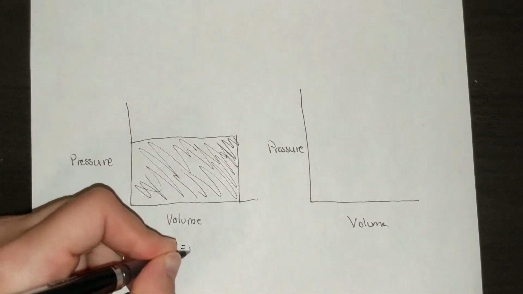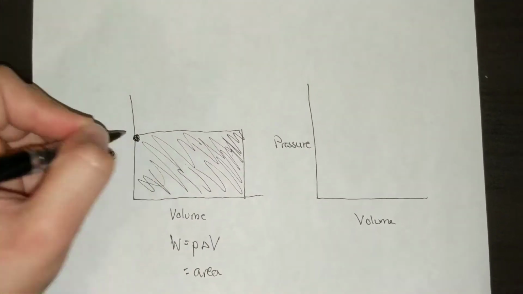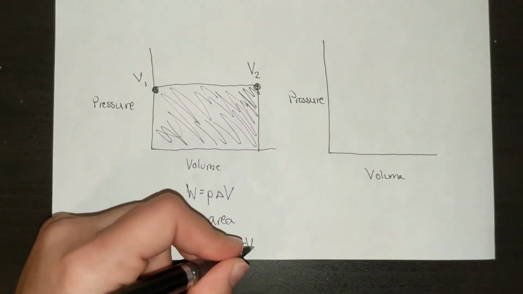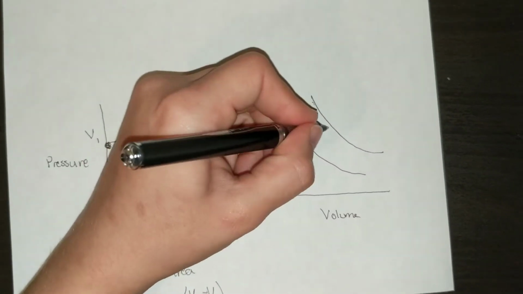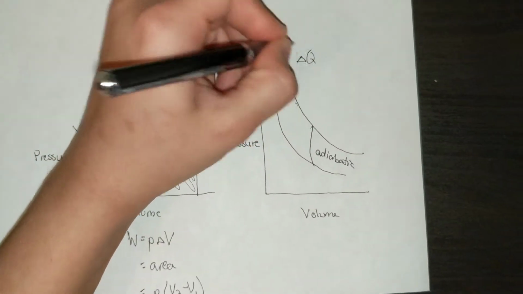Now, because pressure is kept constant, if we are given pressure, we can use this equation. Now, that would also equal the area under the graph, or it could be V2 minus V1. Moving on to the next graph, we have two isothermal processes. Now, between them is an adiabatic process, which means there is a change in temperature, but no change in heat.